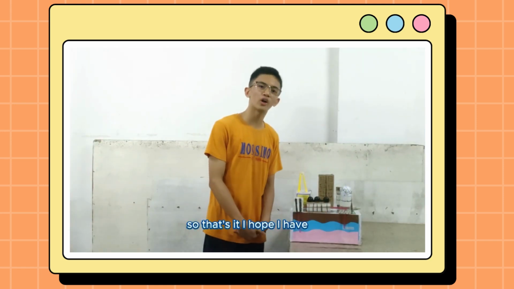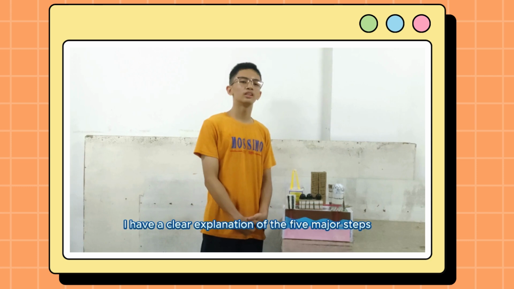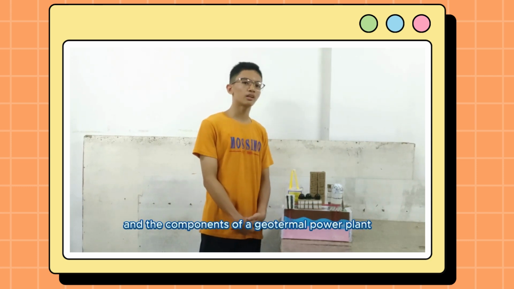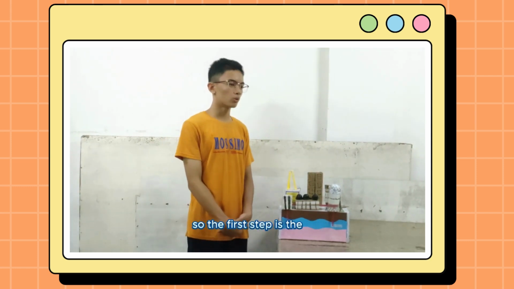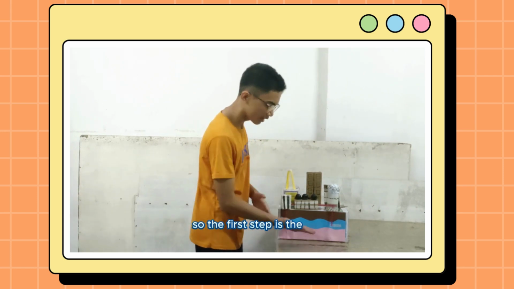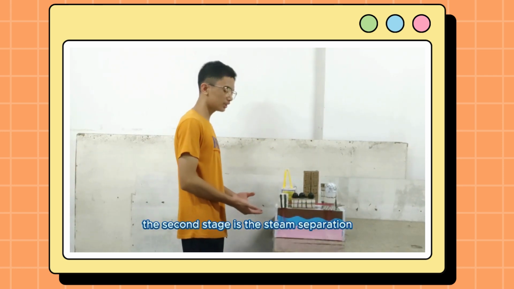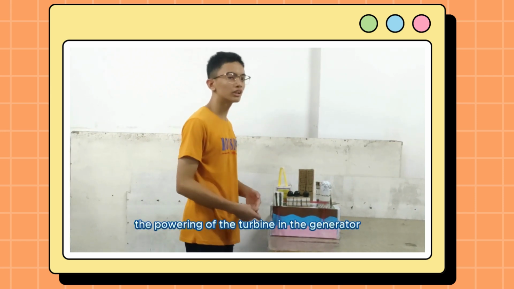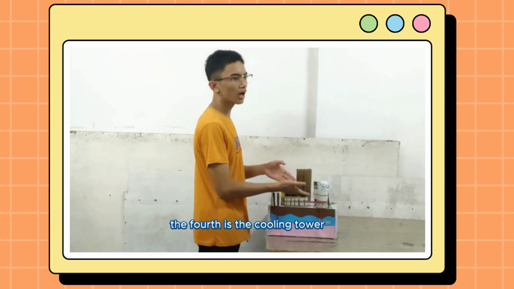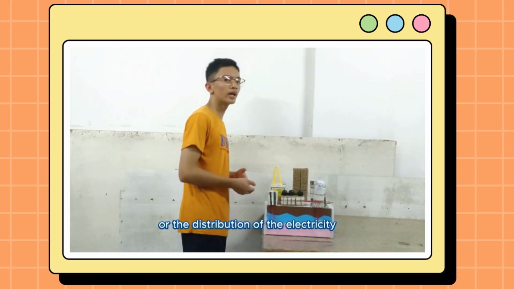So that's it. I hope I have given a clear explanation of the five major steps and the components of a geothermal power plant. The first step is the convection and conduction process. The second stage is the steam separation. The third is the powering of the turbine and the generator. The fourth is the cooling tower. And the fifth is the transmission or the distribution of the electricity.